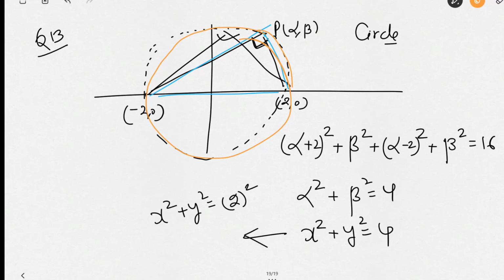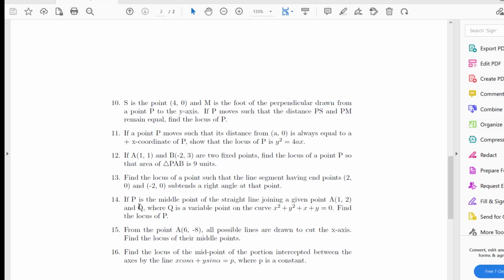Anyway, let's move to next question. Question 14. If P is the middle point of a straight line joining a given point A (1, 2), so one point is fixed, and Q. Where Q is a variable point on the curve x square plus y square plus x plus y equals 0. So obviously in the question of locus, things move, right? One point is fixed. When other point is moving, what will be the locus of mid of that line?